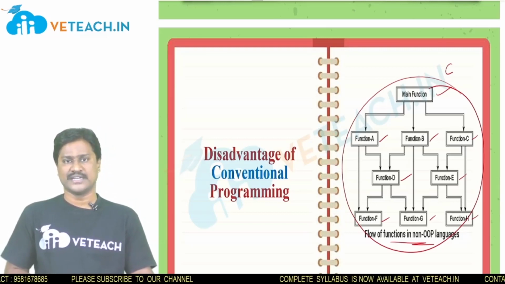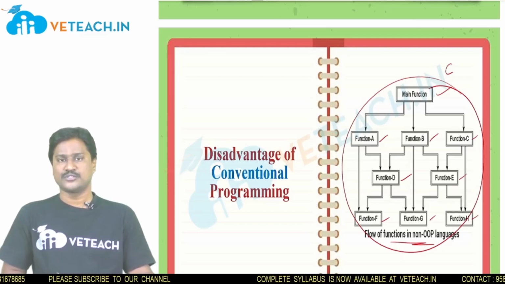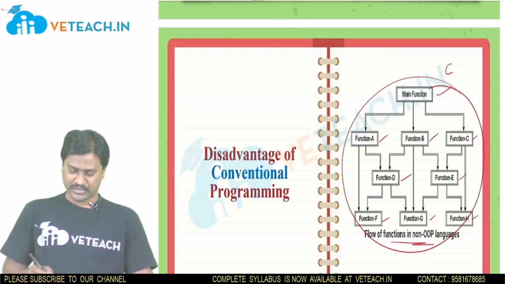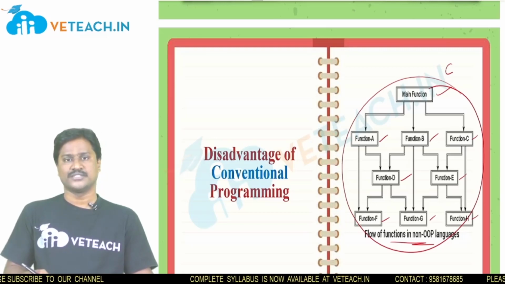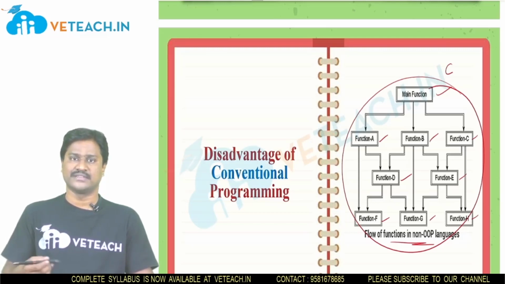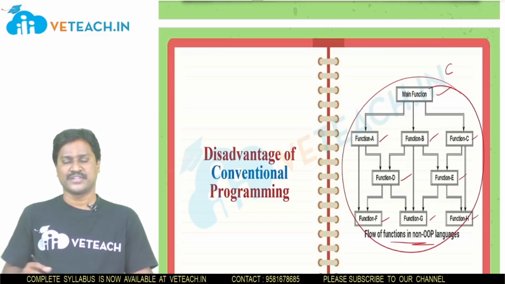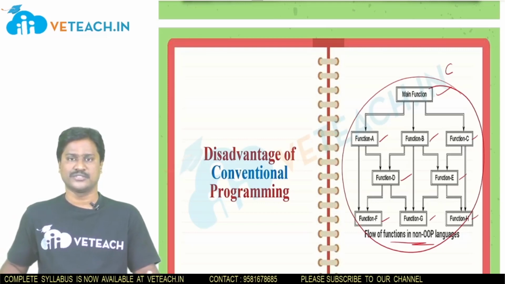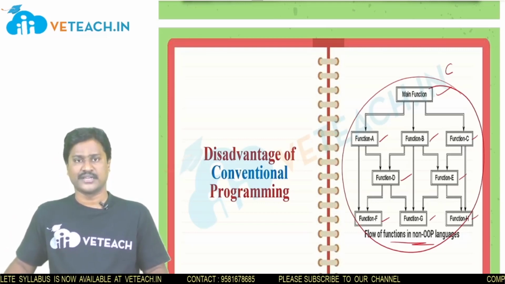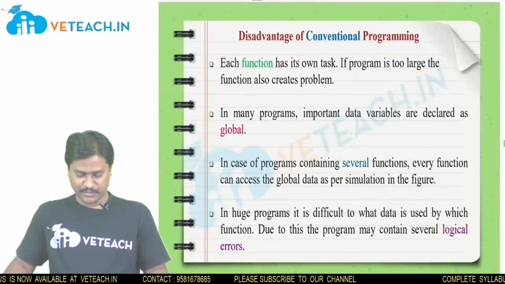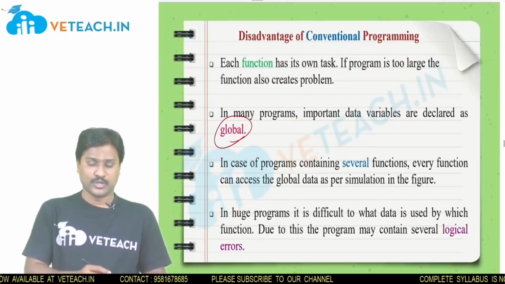When the function sizes increase, and many functions exist in a program to design a solution for a problem, it might create a problem for the programmer or user to see which function is sharing data with the other functions, and what data is being shared among these functions. It is a little bit difficult in conventional programming. And here is another problem: global variables.